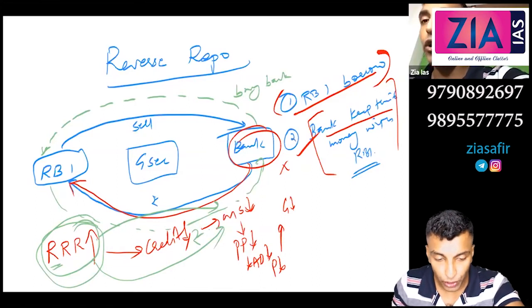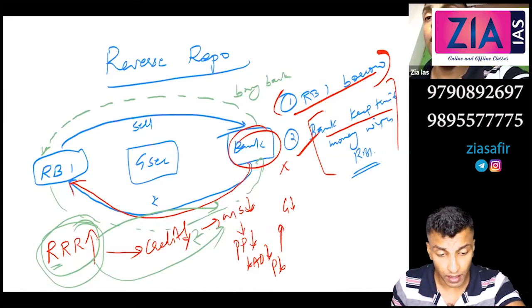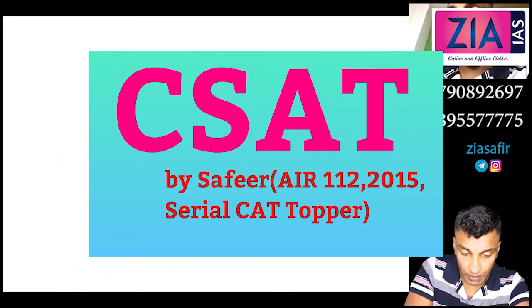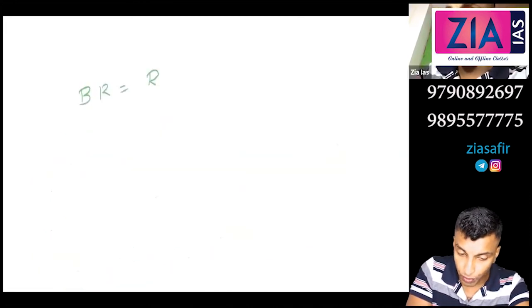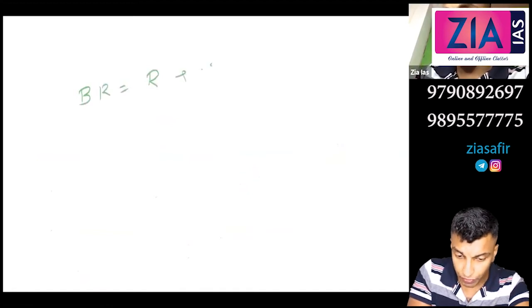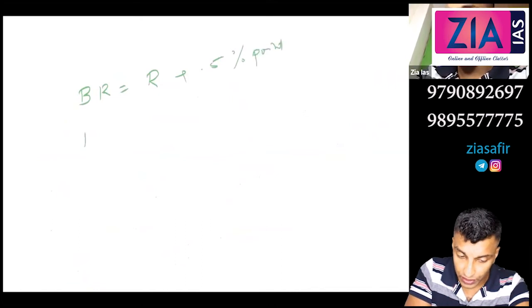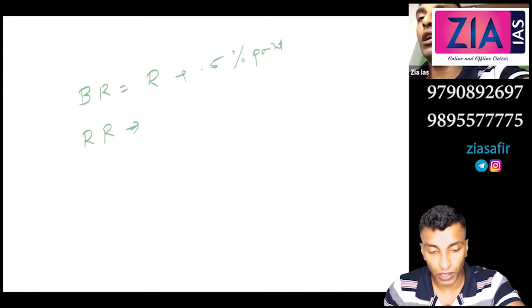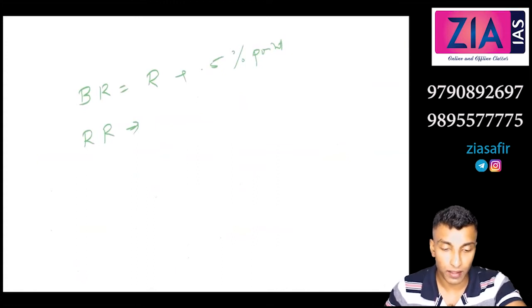Okay, and I've told you repo is the policy rate, and everything else is connected with the policy rate. So bank rate was how much? If you see bank rate, it is repo plus 0.5 percentage point, right? So what do you think reverse repo will be? Will reverse repo be more or less than repo? Logically, tell me logically. Less than repo.